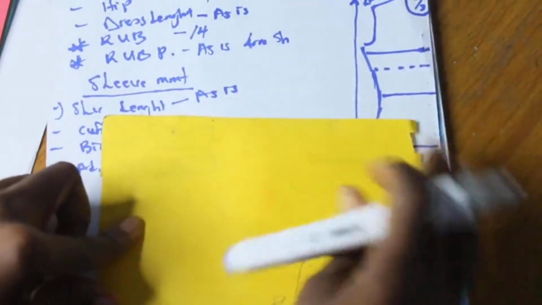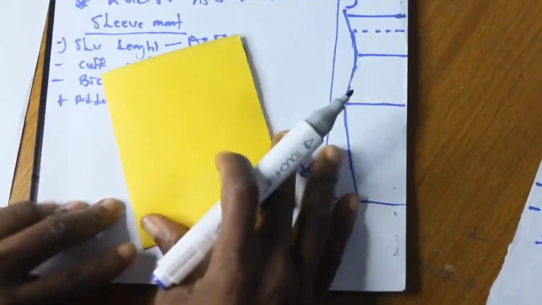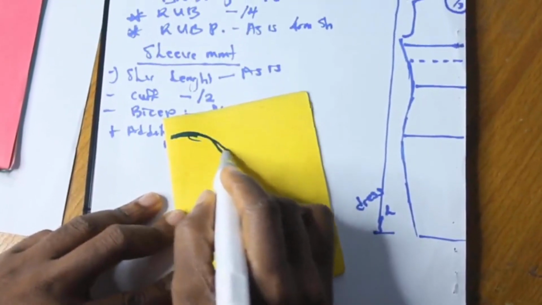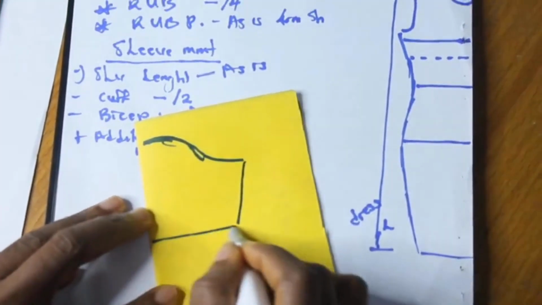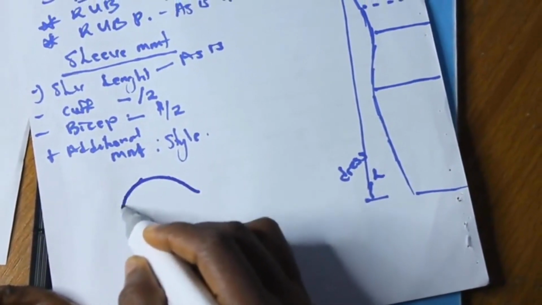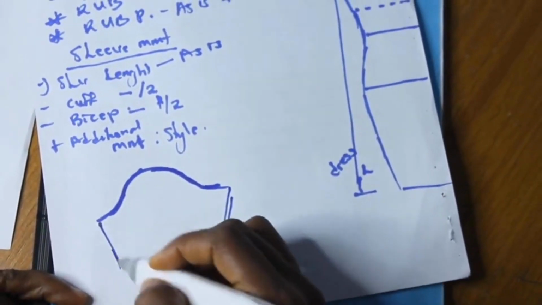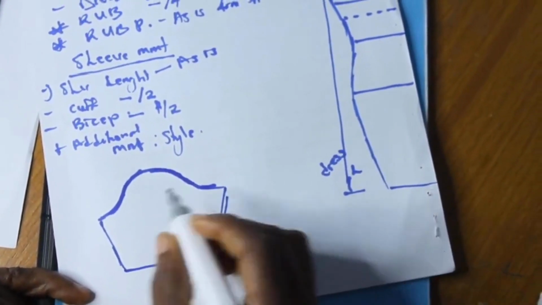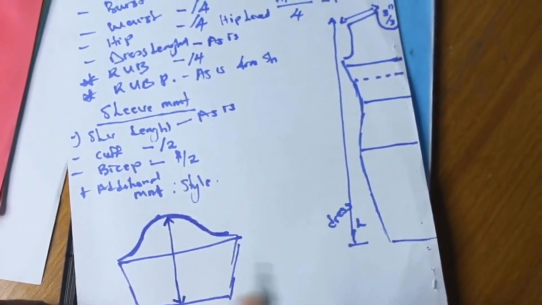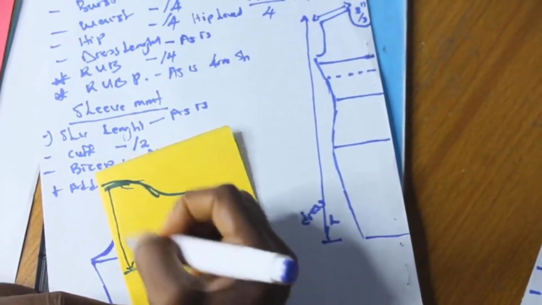Like for the sleeve, let's assume that this is a piece of cloth. You fold it. Let me just use this piece. This is what your sleeve looks like when it's on fold. Then when your sleeve is open, if you're cutting it, this is what a basic short sleeve looks like. So this is the length, from here to here.